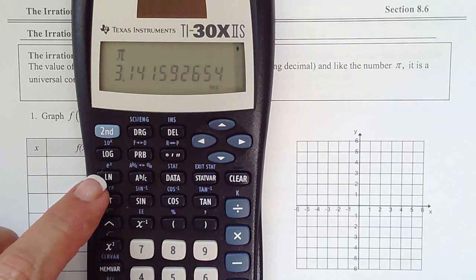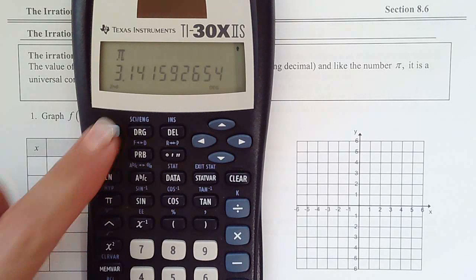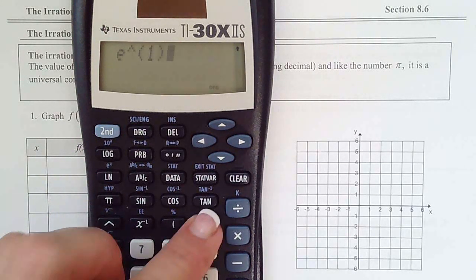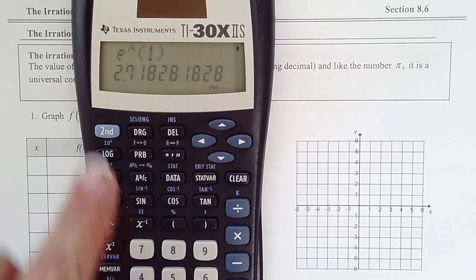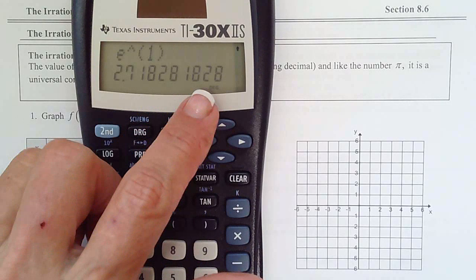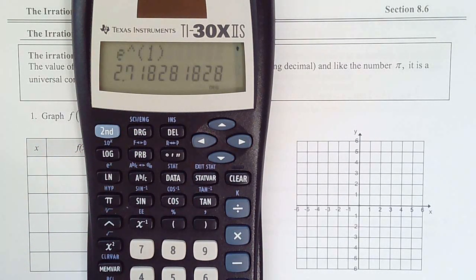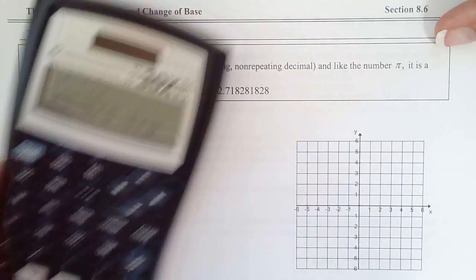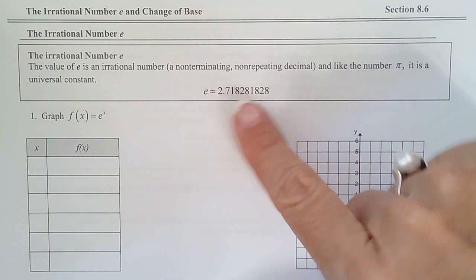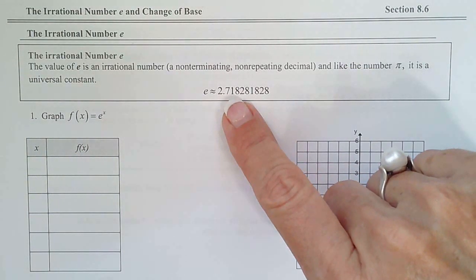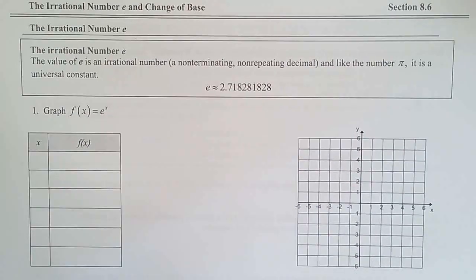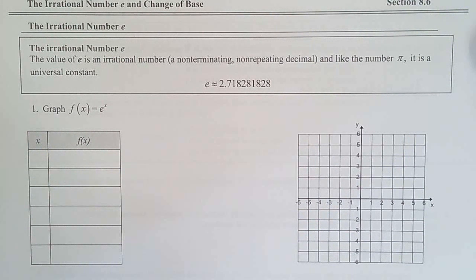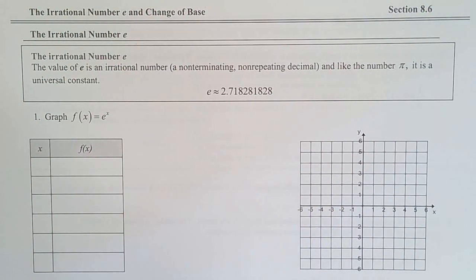When I type e in the calculator, e is above ln, so I do second ln, and I just say e to the first, because that's what e is. I see it fills up the screen: 2.718281828. So that is e, and it just keeps on going forever. You know that whenever it fills up the screen. So here they're showing you 2.718281828. So that's e. Just like pi, it goes on forever and doesn't repeat.